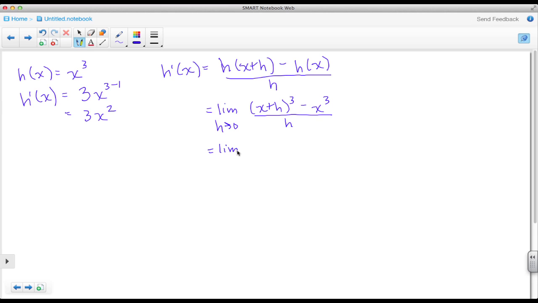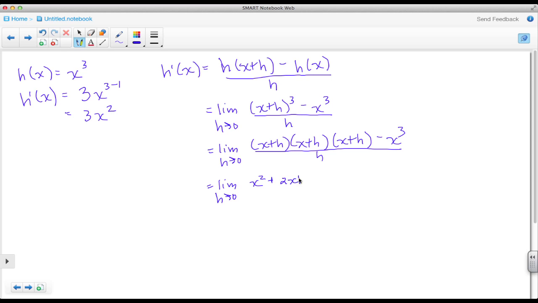Now I have to do some FOIL here. This is x plus h times x plus h times x plus h minus the original function. Again, all this divided by h, and again the limit as h approaches 0. I'm going to multiply these first two quantities together, where I get x squared plus 2xh plus h squared. And I still have to multiply it by this last quantity. I'll do that in the next step. Everything else is just being rewritten.